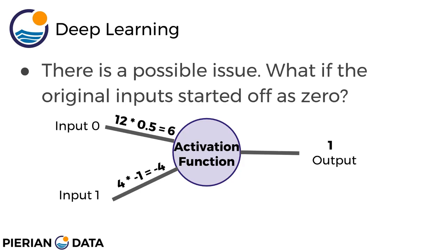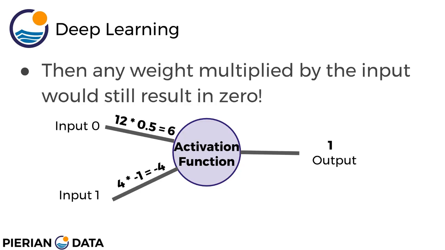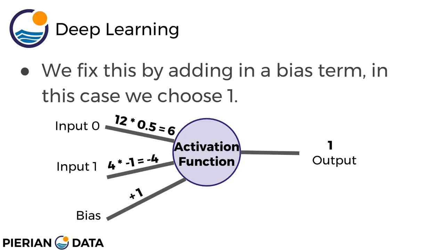There's a possible issue here. What if the original inputs started off as 0? Then any weight you chose, even if it was randomly chosen, multiplied by the input, would still result in 0. So if input 0 happened to be 0, and input 1 happened to be 0 as well, instead of 12 and 4, then you could have a problem. You essentially always get out 0, because 0 multiplied by any weight is still going to be 0. We can fix this by adding in a bias term, and in this case we choose 1. So we add in our own bias term, here plus 1.